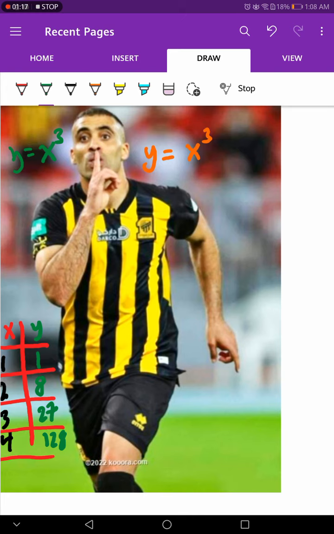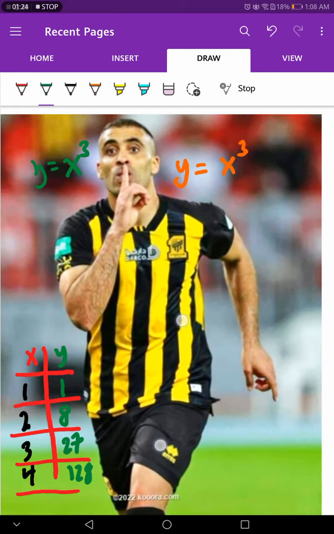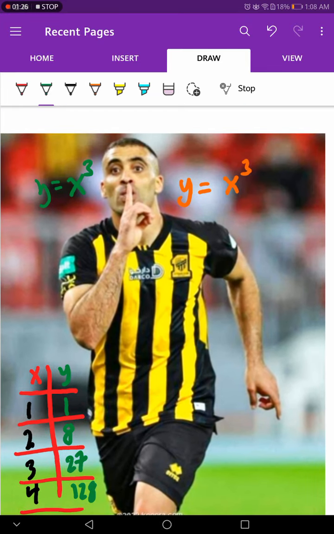And this is Abdul Razak, you know him, yes. It's a good player again, and for the Al-Ittihad club fans, they like him, okay.